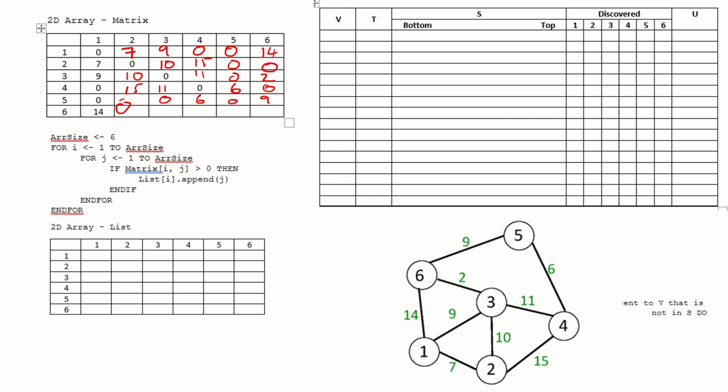And then finally, apologies for the mess down here, 6 to 2 is impossible anyway. 6 to 3 is 2. 6 to 4, nope. 6 to 5 is 9. And 6 to 6 is impossible. If you've not come across these before, or as a quick bit of revision, with an adjacency matrix, you can never go from yourself to yourself. So all the zeros down this diagonal line, because you can't go from 3 to 3.